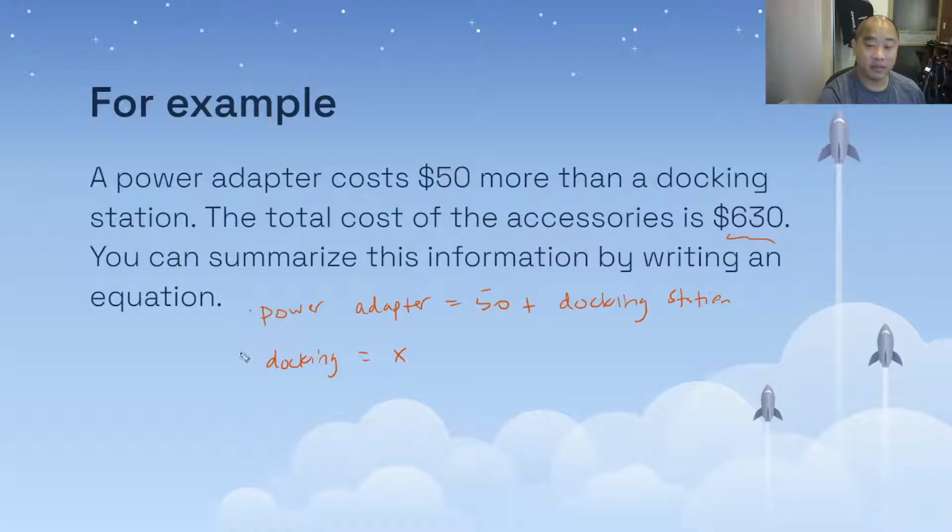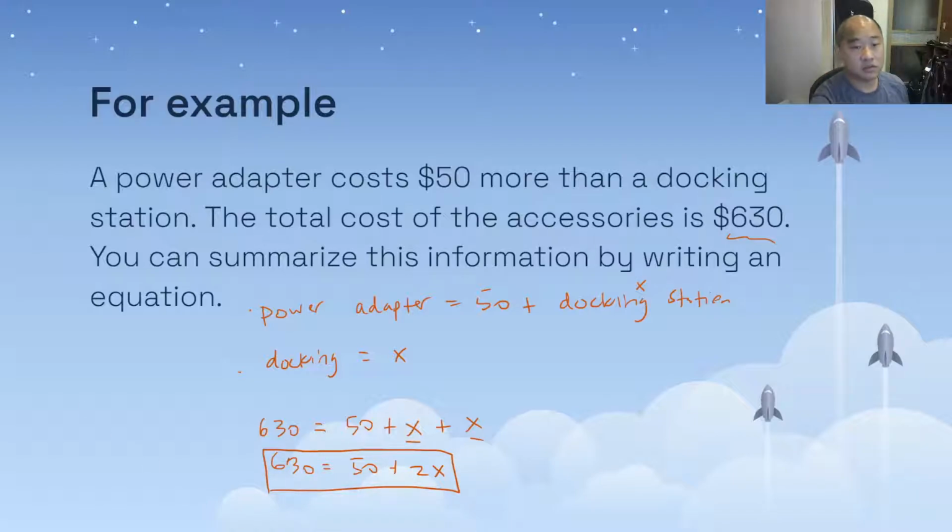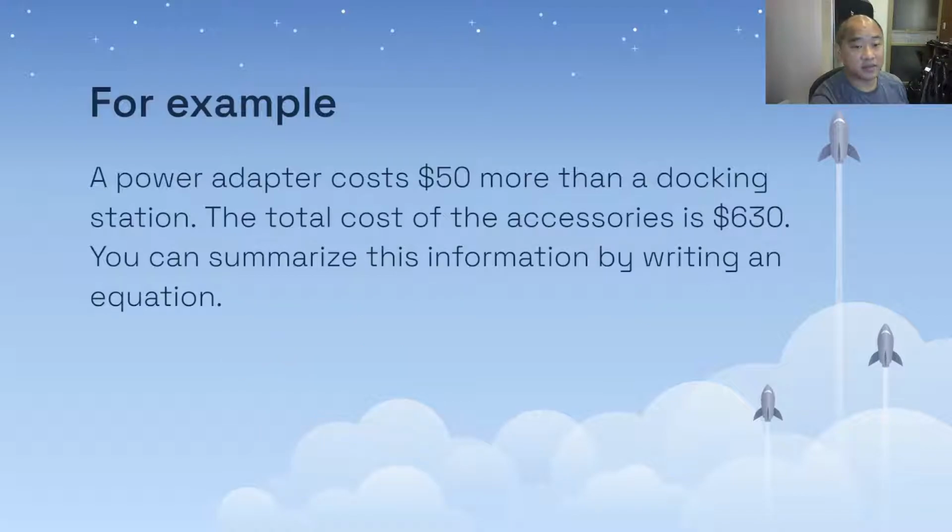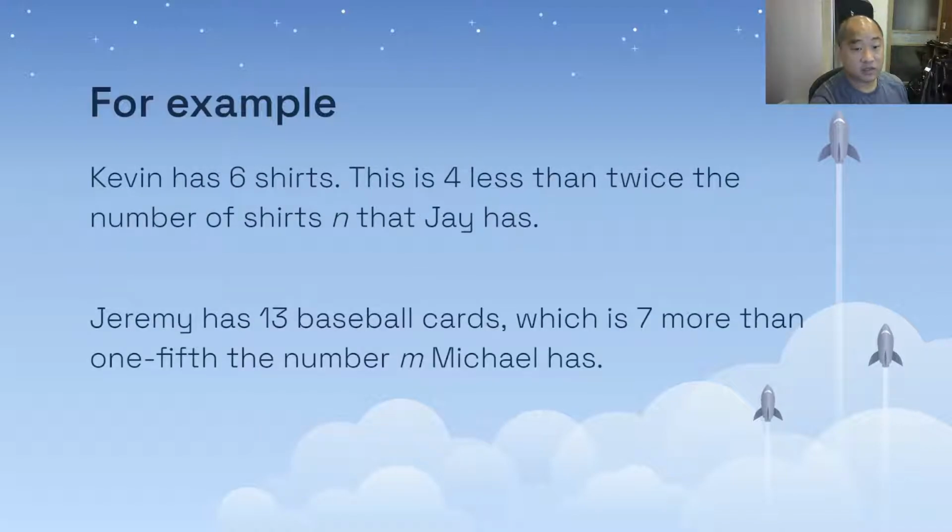So when we add the power adapter and the docking station, right? So 630 is equal to the power adapter, which is 50 plus X, right? Which is the docking station, X. And then we add the docking station itself, which is another X. Then this is the total cost. We can combine like terms here. So this is 2X. 50 plus 2X equals 630. So this here is our situation summarized as a math sentence. Let's take a look at another example.